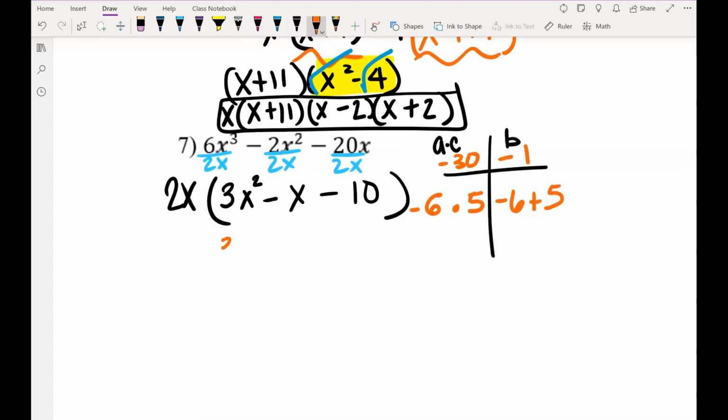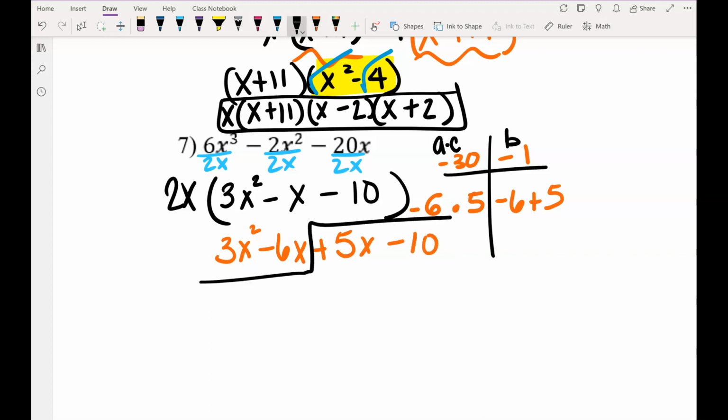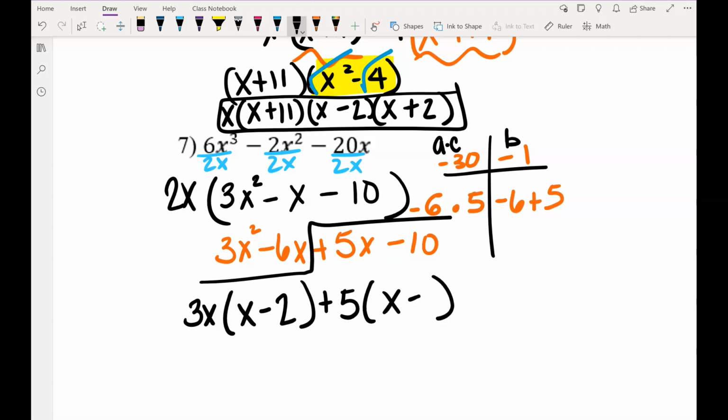Perfect. Then we're going to rewrite this. All right. And then four terms, so factor by grouping. First group has 3x in common. True or false? What's left? X minus 2, right? Then the second group has what in common? 5. What's left? Good. These two are exactly the same.